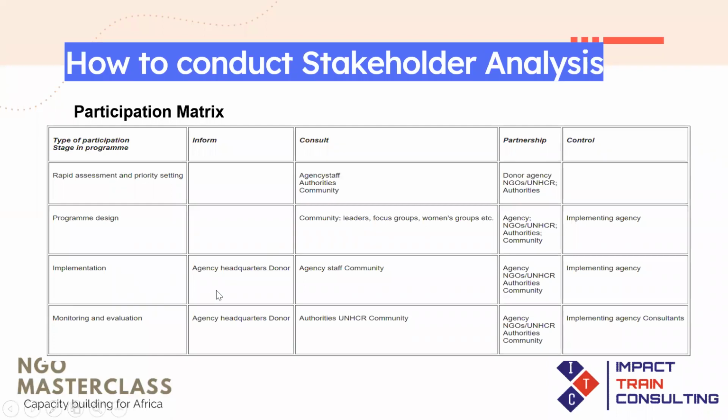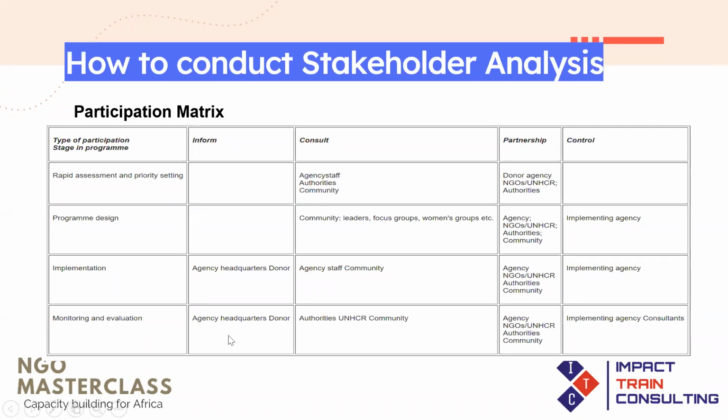During the implementation, if it's an INGO, you may need to inform your organization headquarters. You also need to inform the donor. You need to consult with community members. You also need to consult with your staff who are going to be implementing the project. And if you have other partners, you may need to consult them. But you may need to have partnerships with other NGOs, UNHCR, government authorities, and the community members, but you have to take control.